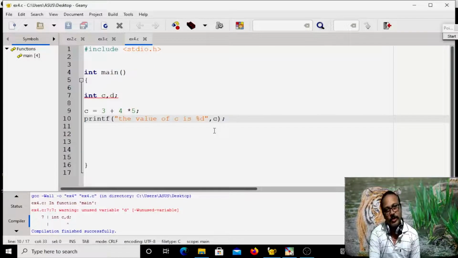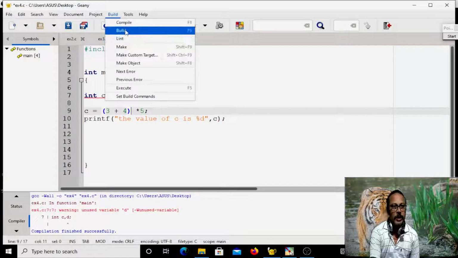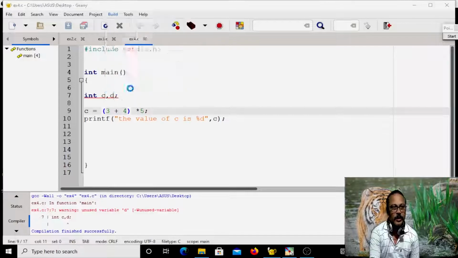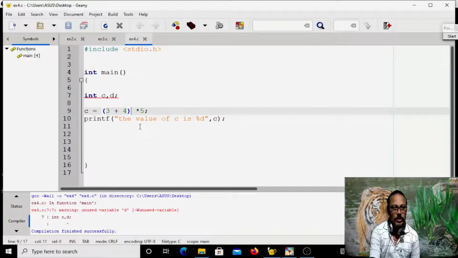Now suppose you want 35. You want 3 plus 4 to be evaluated. Then what you can do? You can add parentheses. Now build and then execute. So you are getting 35. That means the innermost expression is evaluated first. Whenever you use parentheses, whatever is there in the innermost parentheses will be evaluated first.